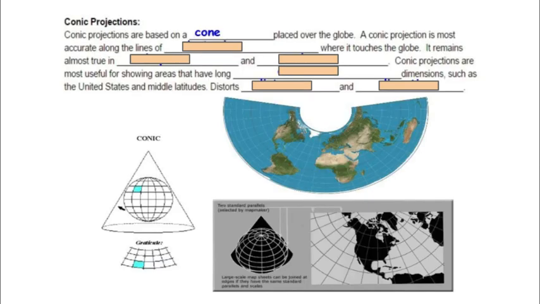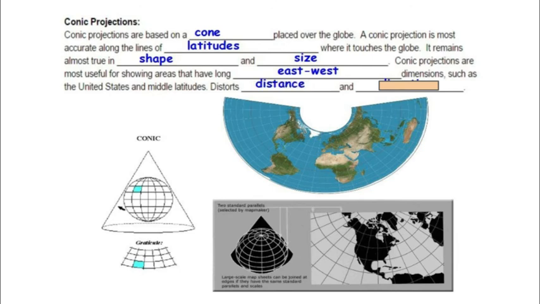All right. The conic projection. This is a projection that's based on a cone that's placed over the globe. Conic projection is the most accurate along the lines of latitude where it touches the globe. It remains almost true to shape and also true to size. Conic projections are most useful for showing areas that have long east-west dimensions, such as the United States or the middle latitudes. The problem here is it distorts distance and also direction.